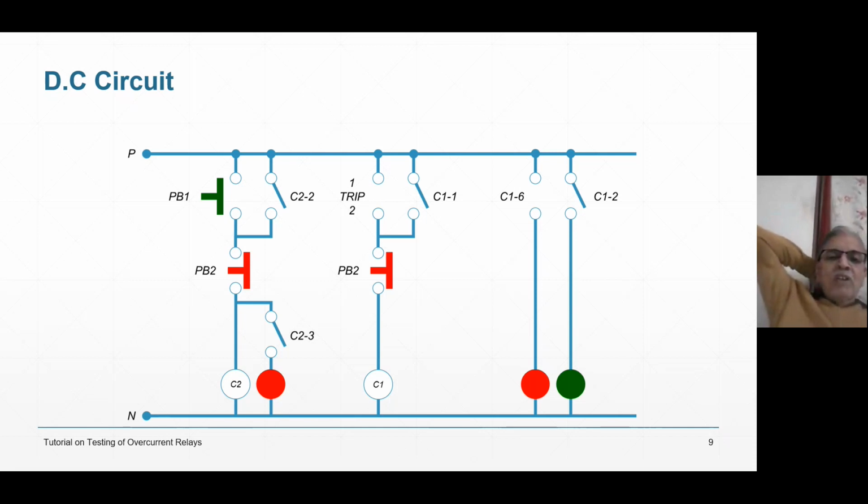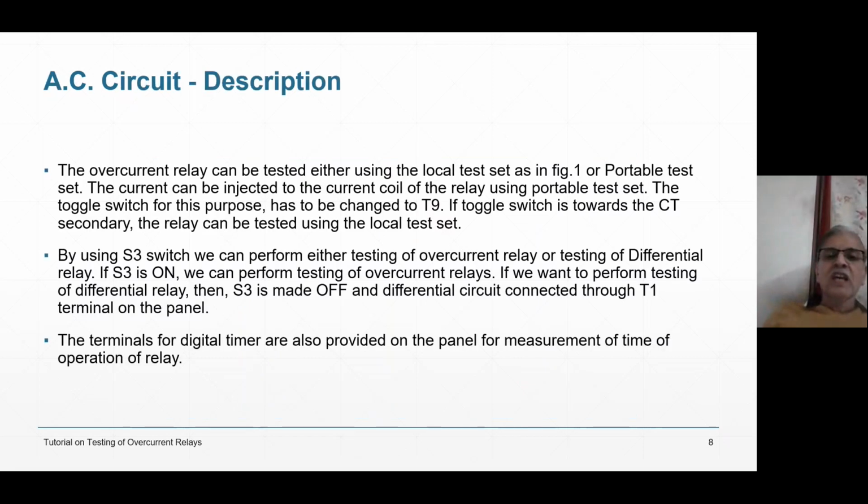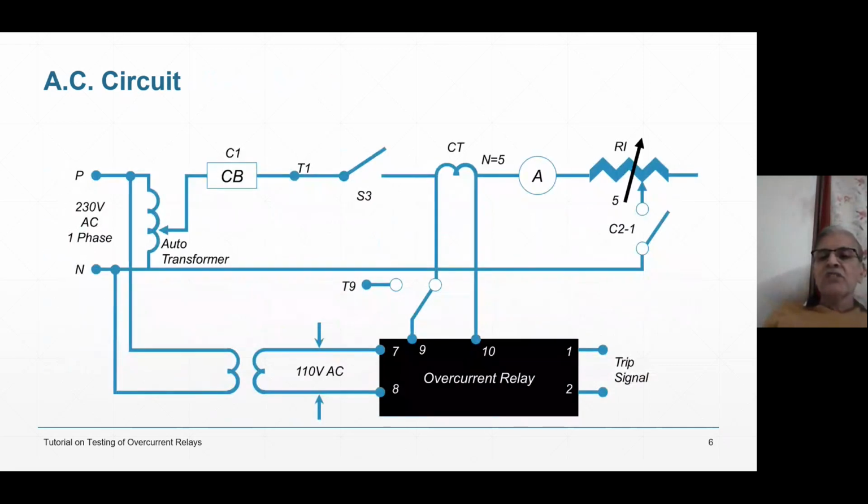So what do you do when you want to test? Push the push button PB1. Phase and neutral 230 volt is there. Once you push the push button, PB2 is NC, therefore C2 is energized. C2 is energized means C21 will close. So let us see what C2 will do. How many contacts are there? All those contacts have some purposes.